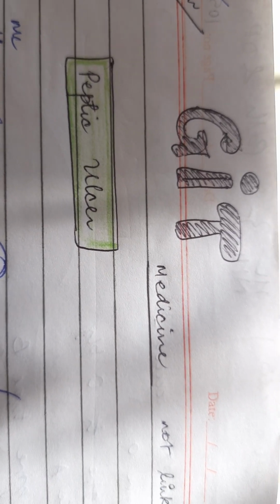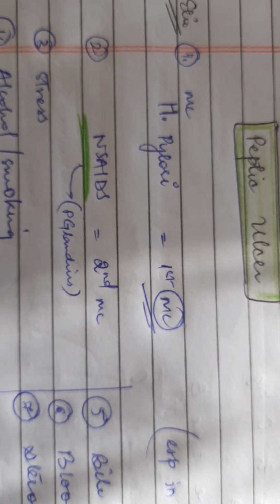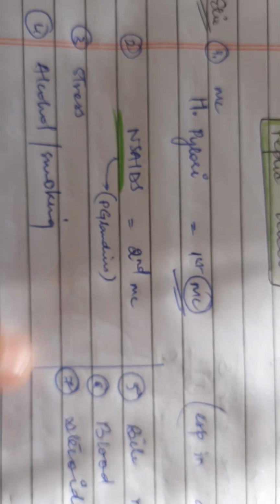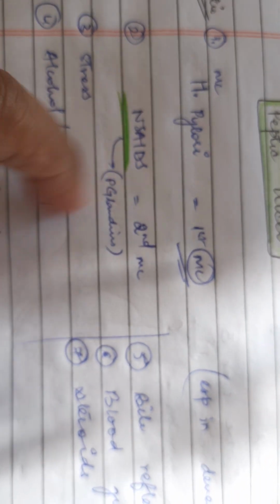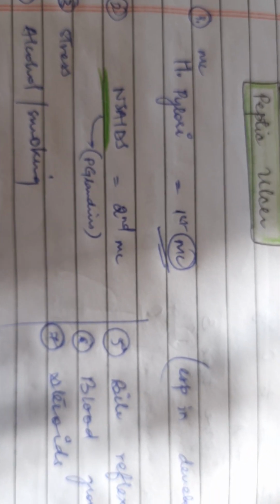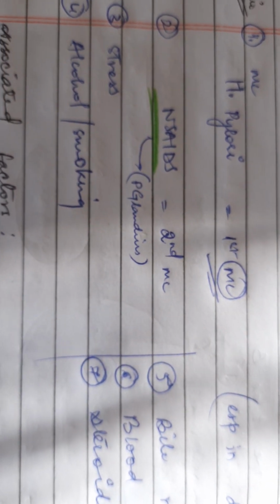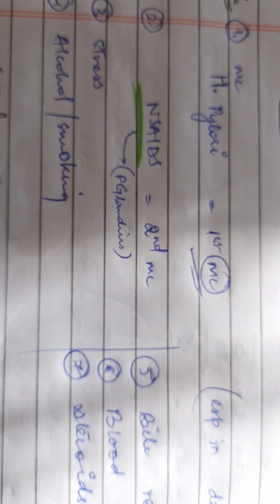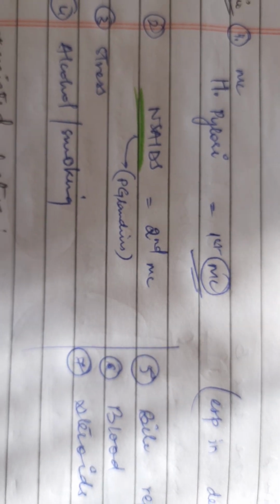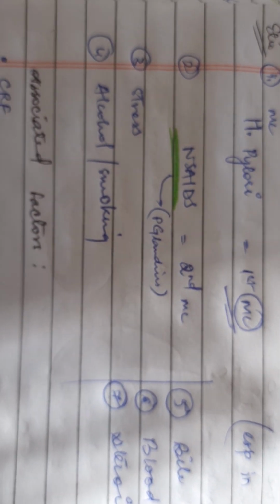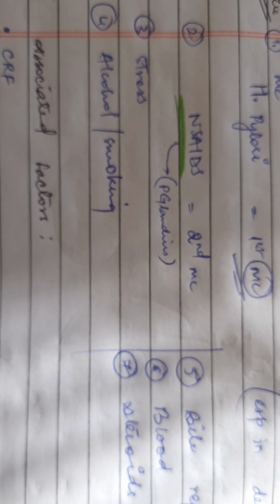Okay, so let's revise peptic ulcer. The most common etiology of peptic ulcer is H. pylori. It is most common in developing countries, and in developed countries, NSAIDs is most common. For us, NSAIDs is the second most common because India is a developing country.